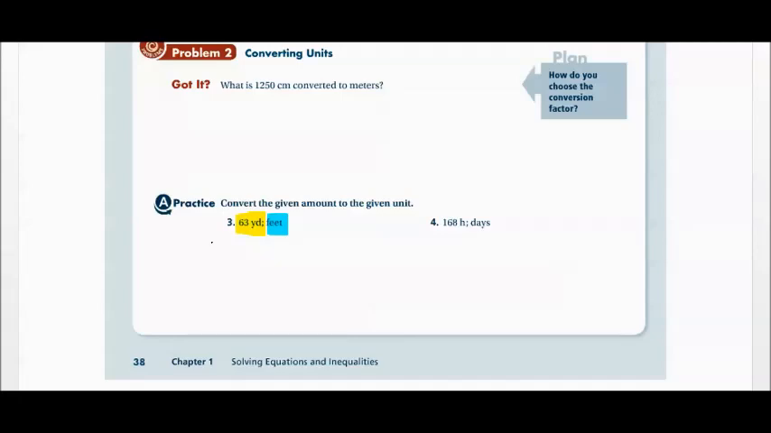Right? So we know that 1 yard over 3 feet is our conversion factor. Or you can write it as 3 feet over 1 yard. So remember, this is just a 1. Both of these are just 1s because these quantities are the same. So we're going to multiply 63 by a 1. You can multiply 63 by 1 and it won't change its value, right?